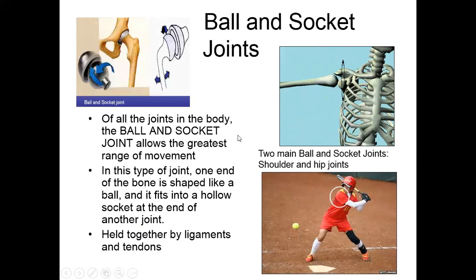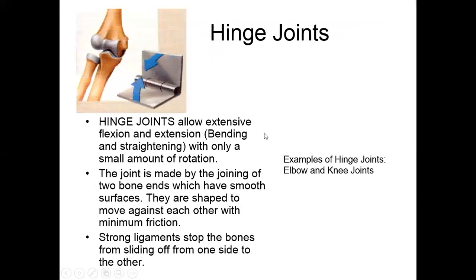I showed it before, where you can see them here, and the next one is in the hip. So now the other one, which is called the hinge joint. The hinge joint functions like the hinge of the door. It opens and closes. The way it functions is it allows extensive flexion and extension, bending and straightening, with only a small amount of rotation.